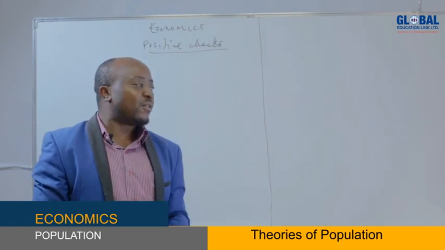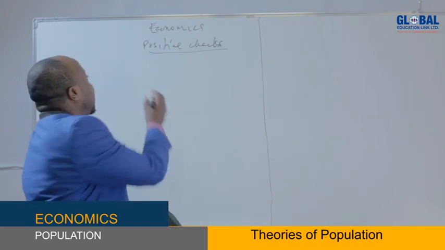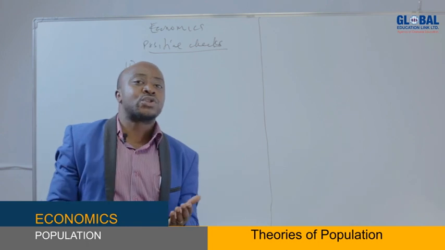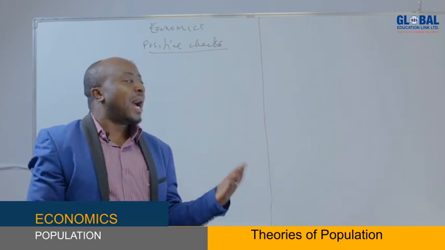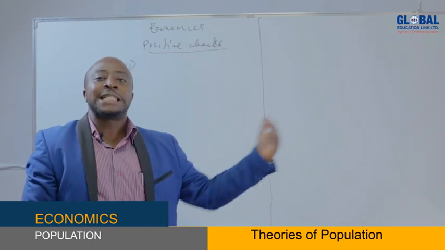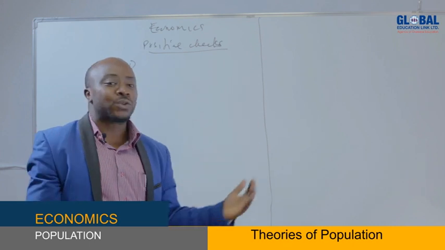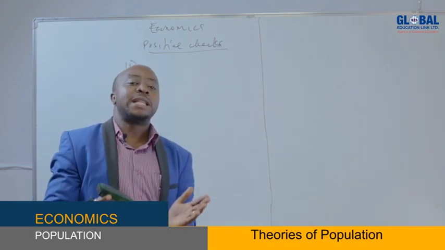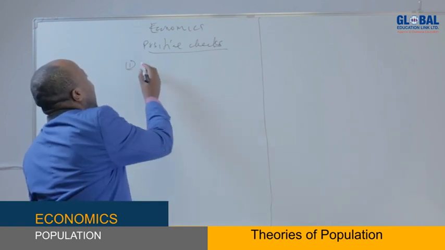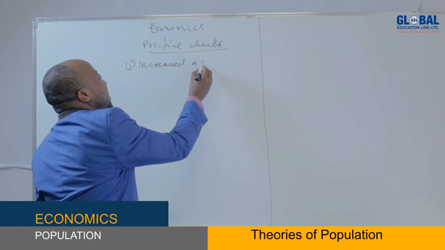So we can check some of them. For example here, you can say in Tanzania, positive checks have also been used to control population naturally. We have some events occurring naturally which have reduced the size of population in one way or another. For that case, they are controlling population naturally. Now in the Tanzania case, number one, we have the issue of increased accidents.